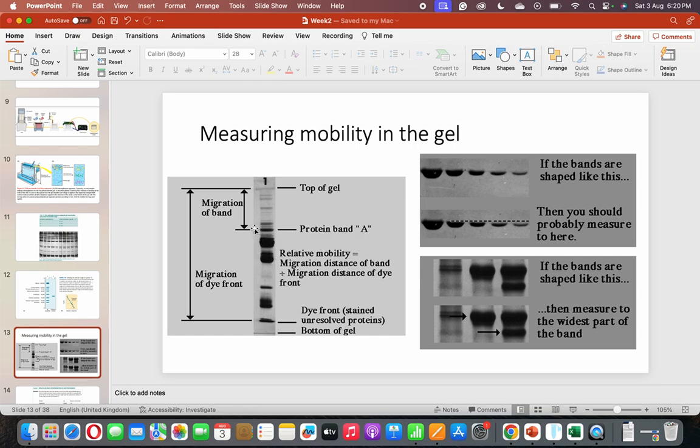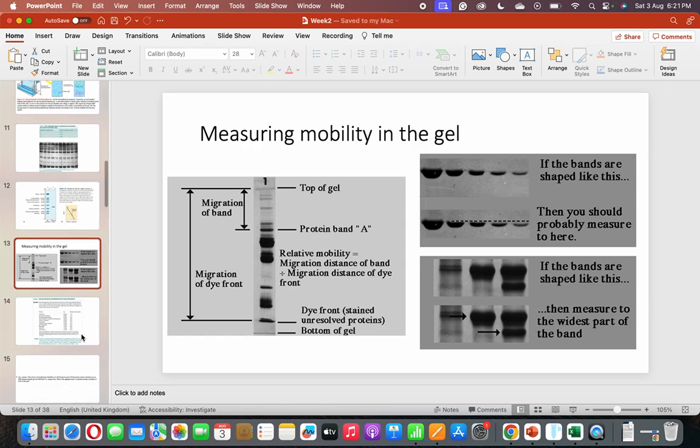Measuring this is very straightforward if your band is straight, a nice clean band. But oftentimes, if you load a lot of protein in your gel, your bands will look like this. Where do you measure? The best place is to measure from the top, so you measure the top of the band to the top of the gel to get your relative migration. Instead, if you've gotten a band which is bulging like this, you should measure the middle of the band to calculate relative mobility.